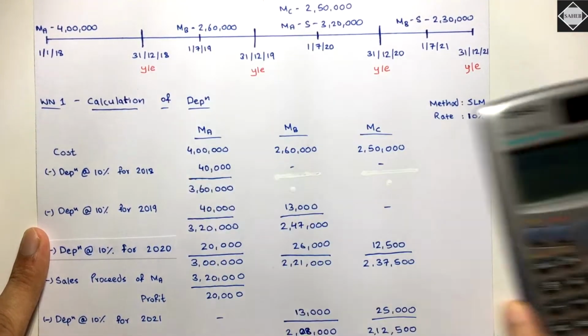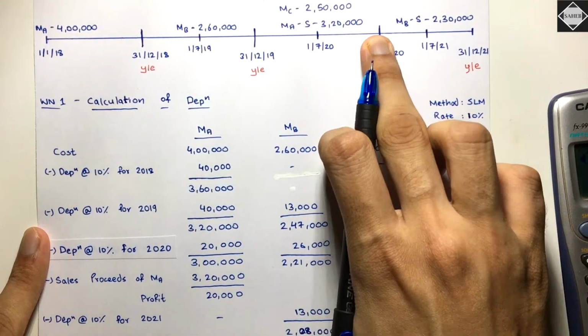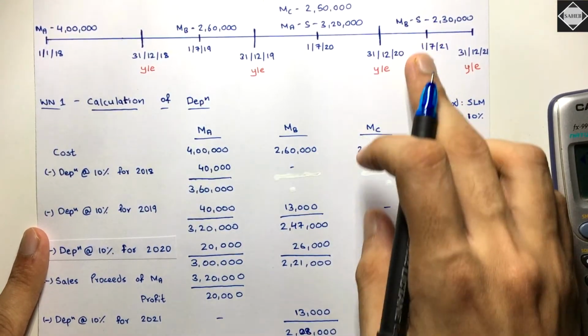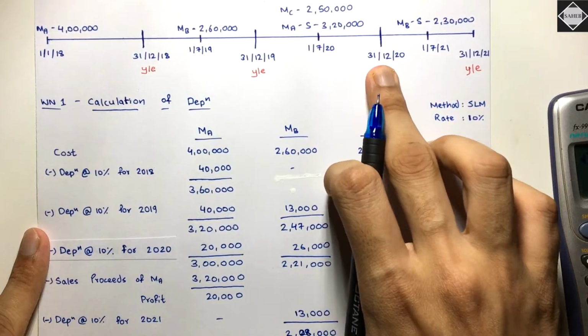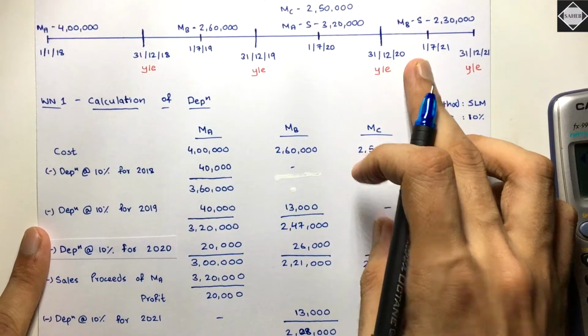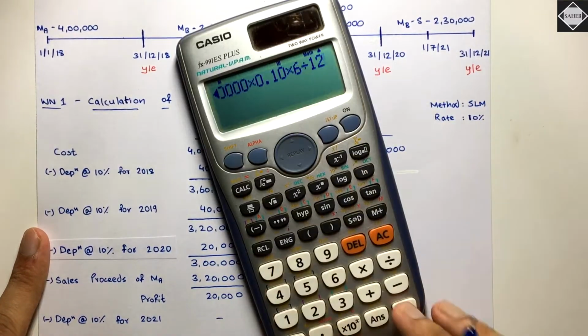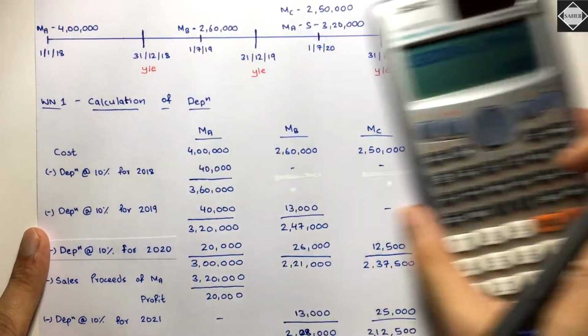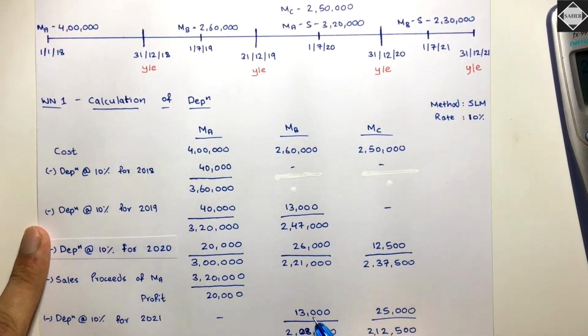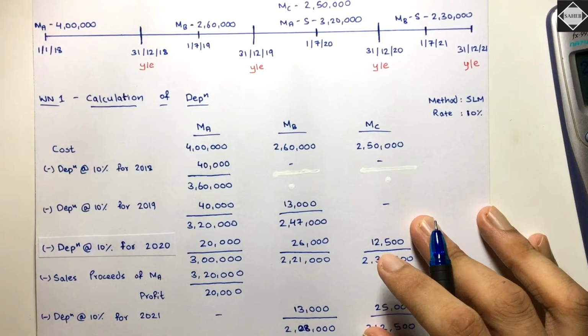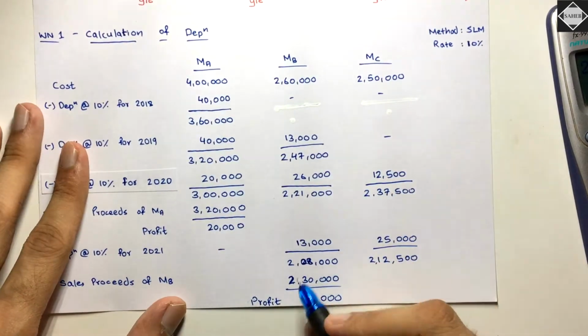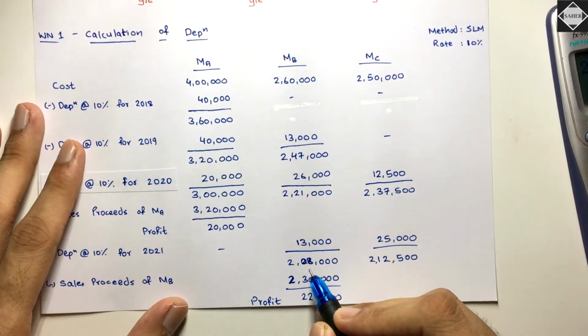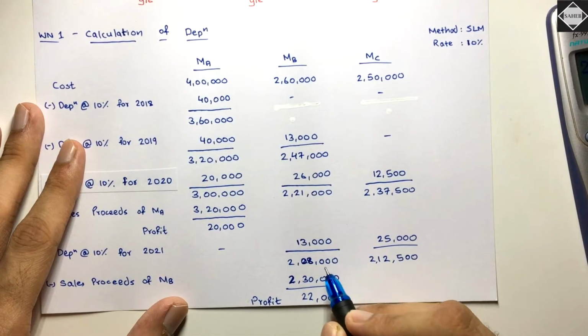How 6 by 12? From beginning of the year till the date of sale. That's 6 months, 1st January 2021 till 1st July 2021. So 6 months depreciation would be equal to 13,000. Okay, so subtracting 13,000, you will get the WDV on the date of sale, that is 2,08,000. Okay, 2,08,000 is the WDV on the date of sale.